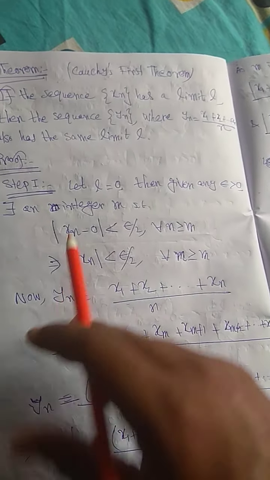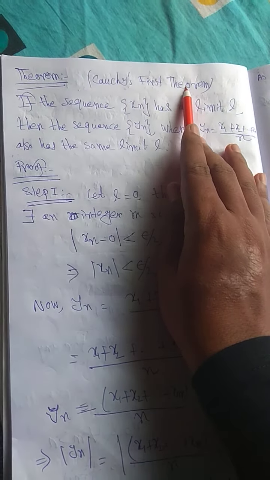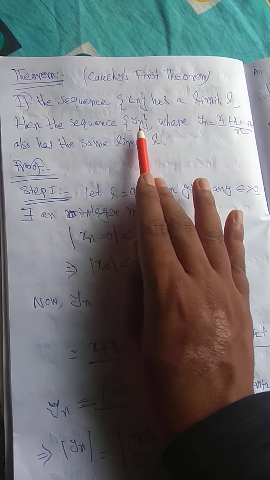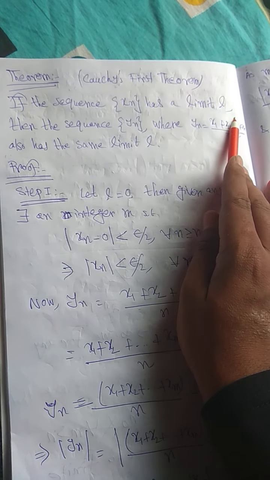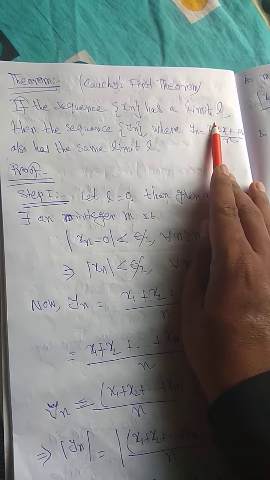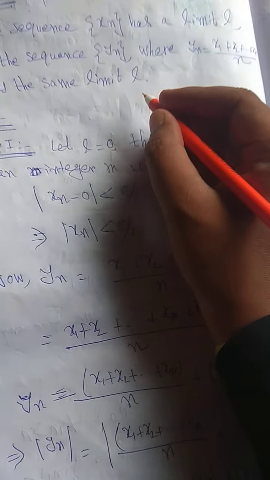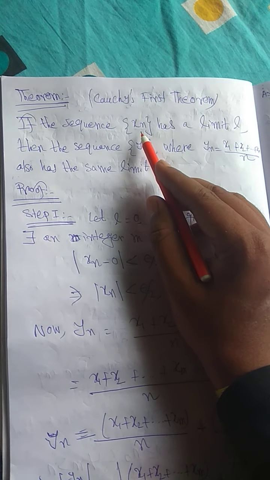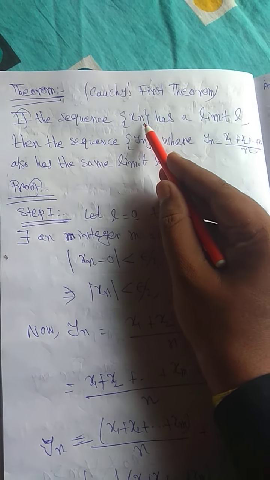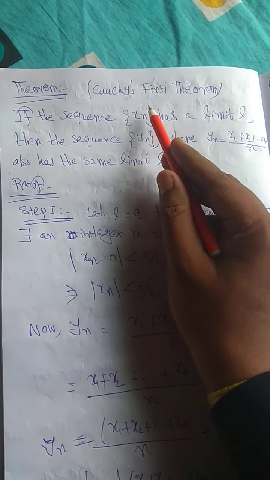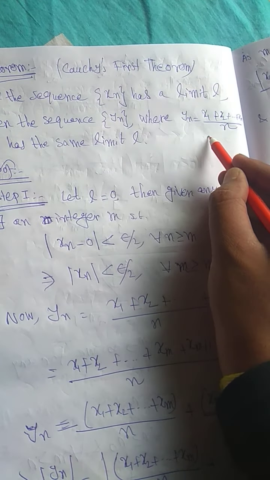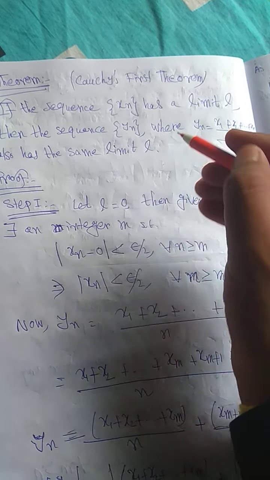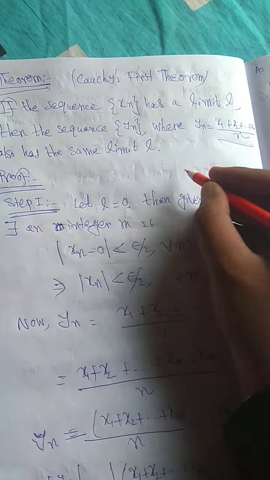Now Cauchy's first limit theorem. If the sequence xn has a limit L, then the sequence yn, where yn is the arithmetic mean of the first n terms of this sequence. This is a very interesting result which states that if xn converges to a limit L, then if I take the arithmetic mean of the first n terms of this sequence and consider a new sequence, then that sequence will converge to the same limit.